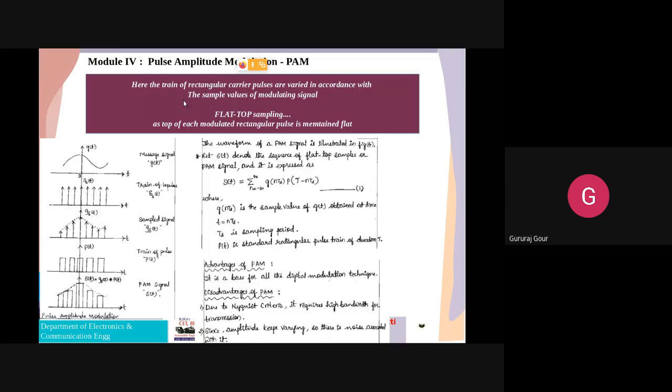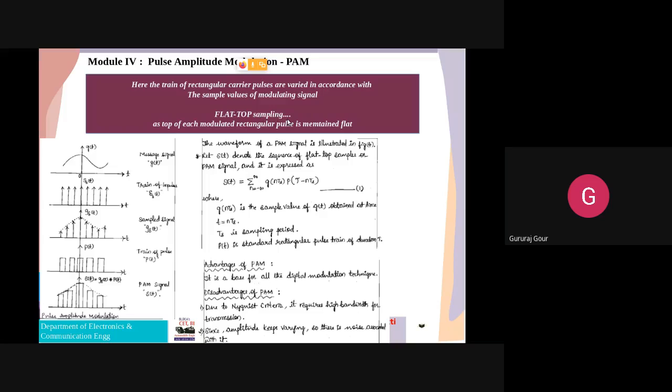So what is happening here is that this is your message signal g(t) and the train of impulses s(t). Here the train of carrier pulses is varied as per the samples of the modulating signal. As the message signal amplitude varies, accordingly these trains of impulses get varied.